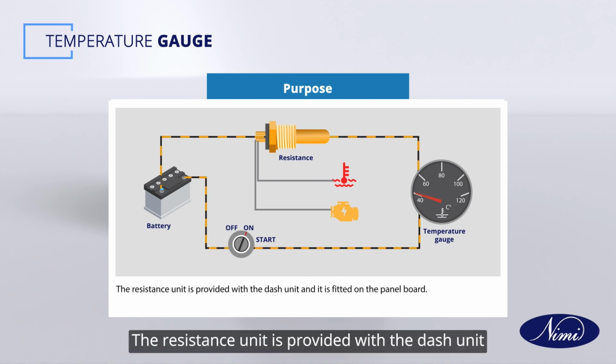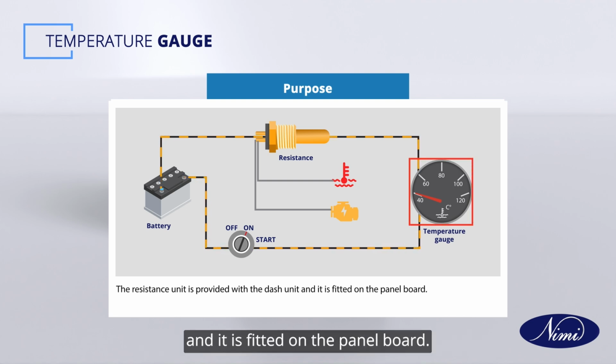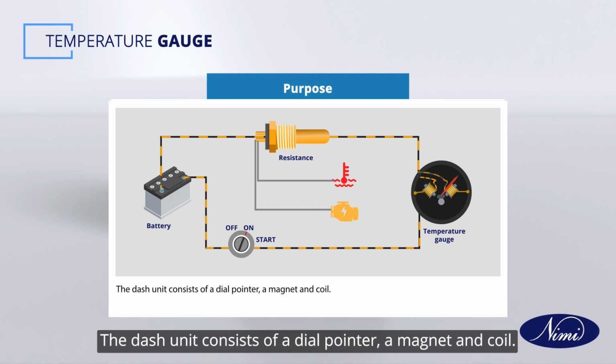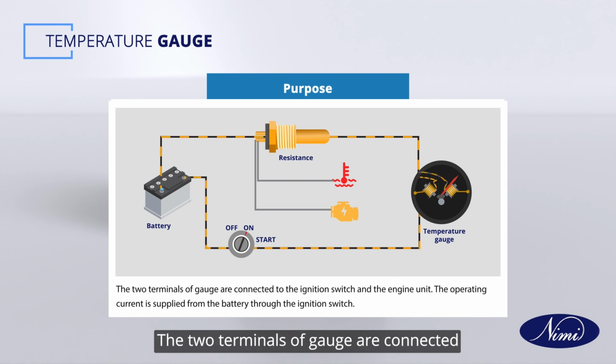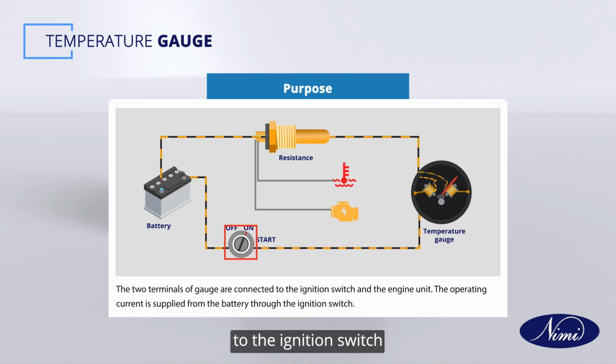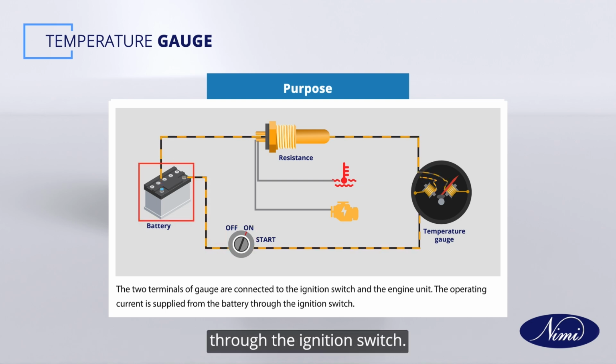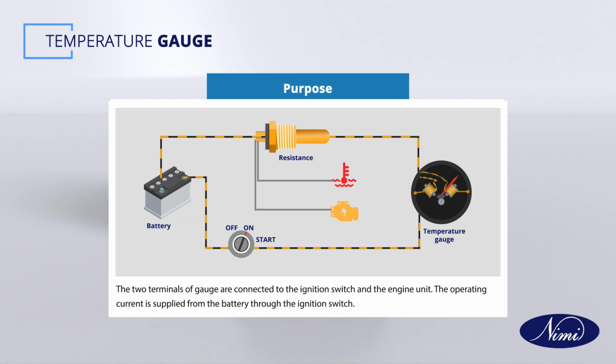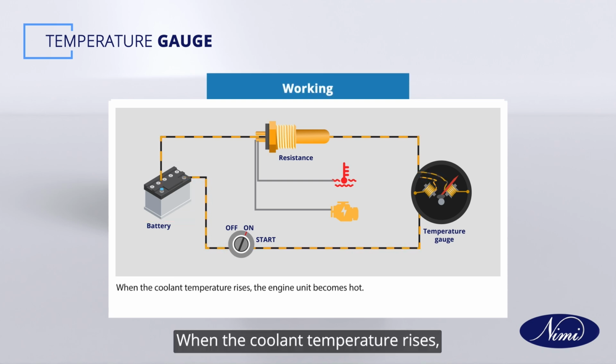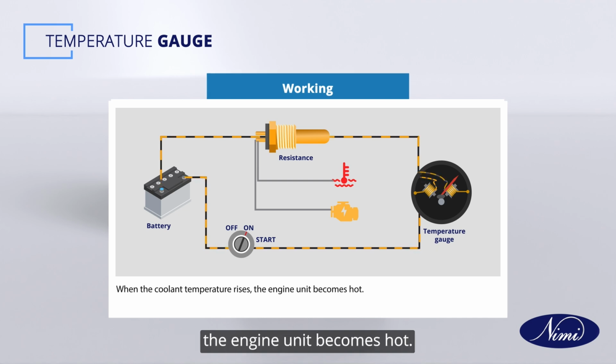The resistance unit is provided with the dash unit and it is fitted on the panel board. The dash unit consists of a dial pointer, a magnet and coil. The two terminals of gauge are connected to the ignition switch and the engine unit. The operating current is supplied from the battery through the ignition switch. When the coolant temperature rises, the engine unit becomes hot.